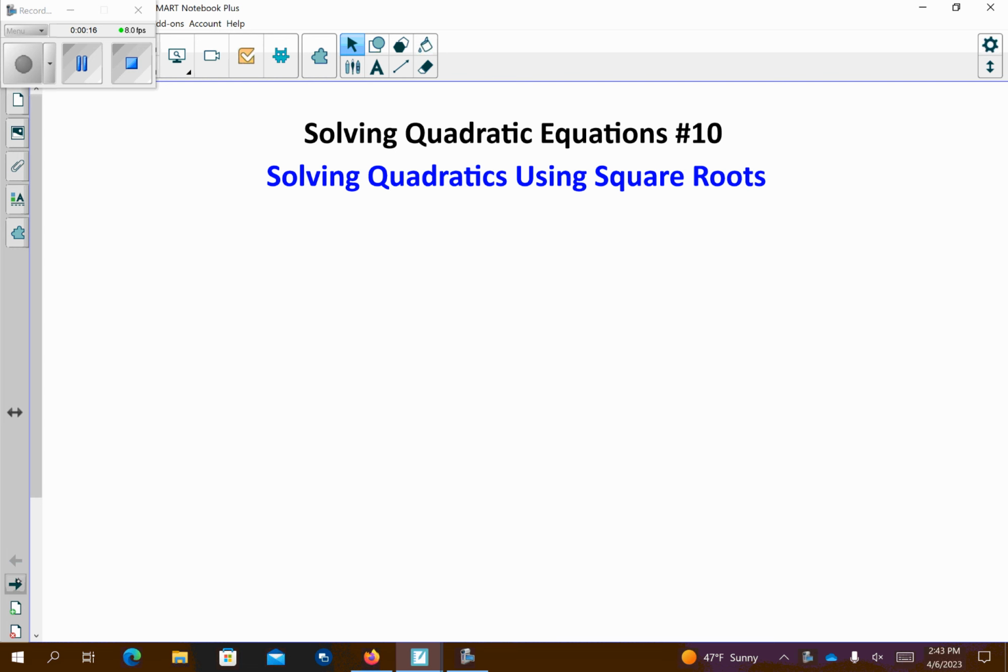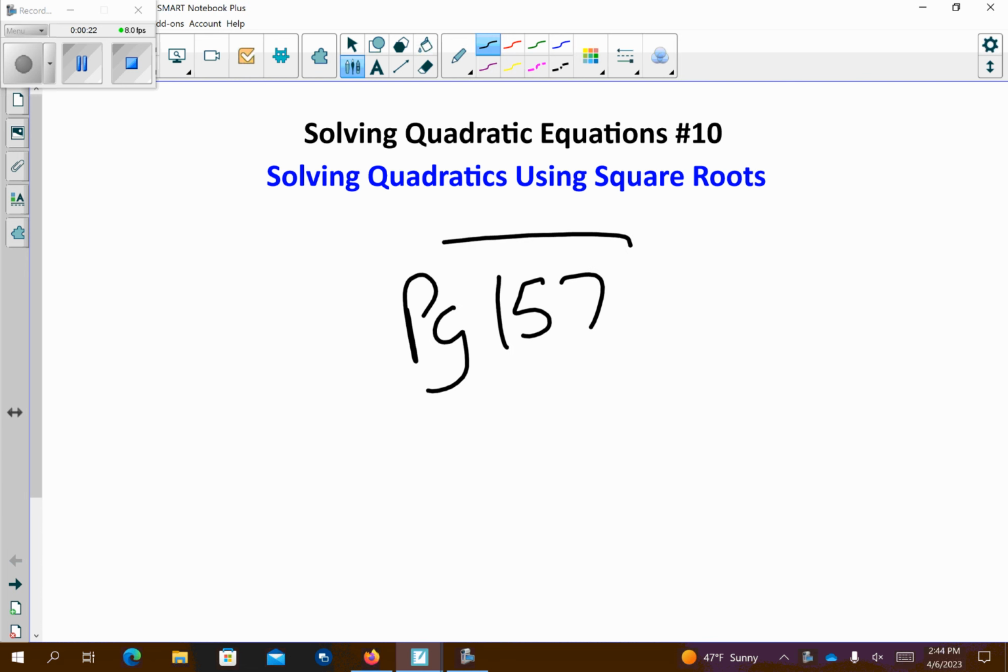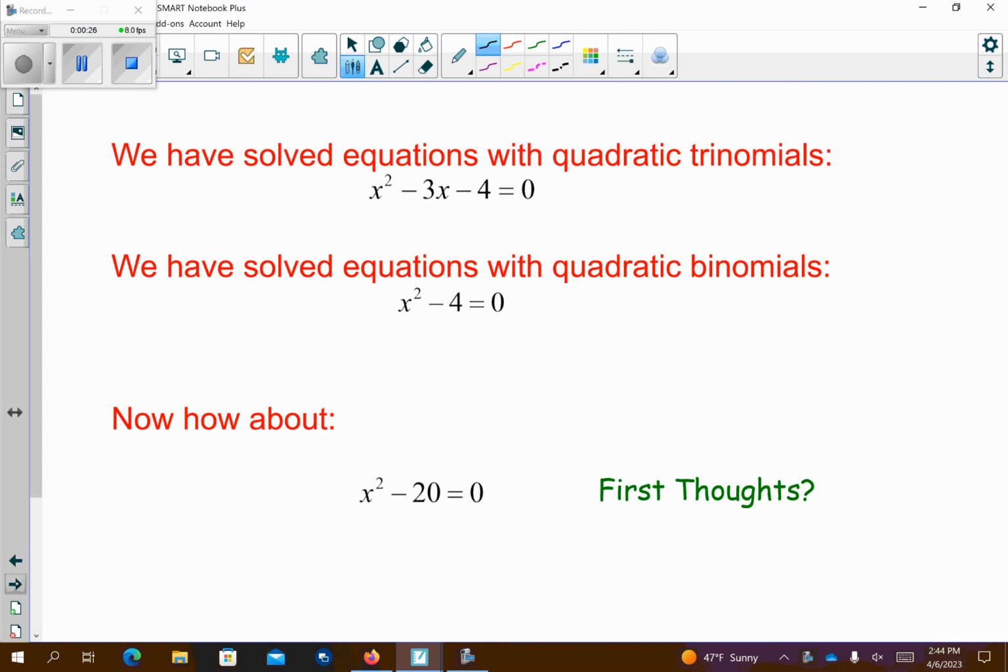So we are going to be on page 157. Skip over these a little bit. All right, so we've solved this equation where we factor, and we have solved this knowing this is a difference of two squares.